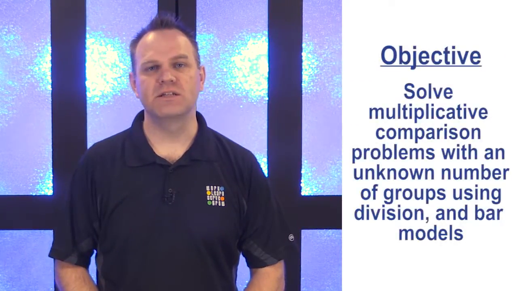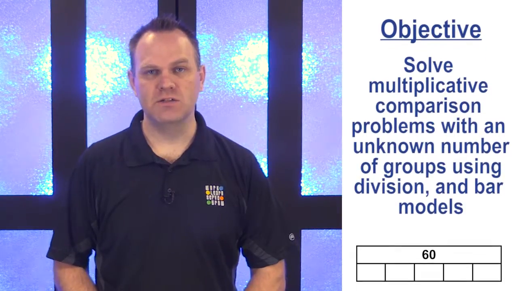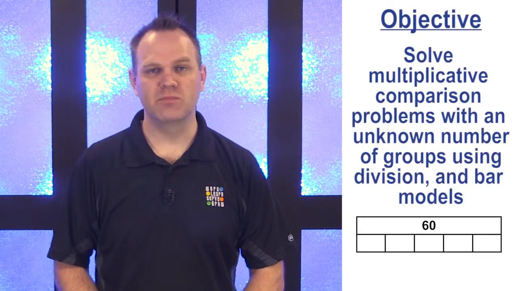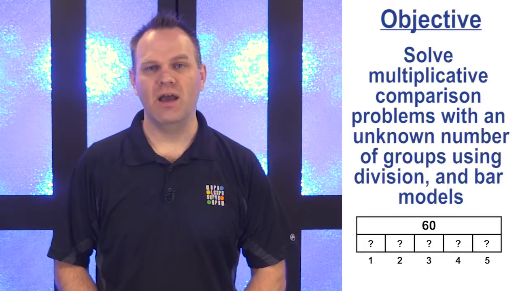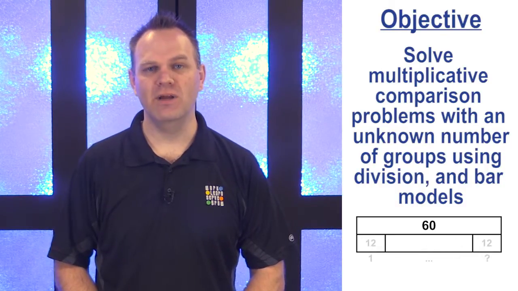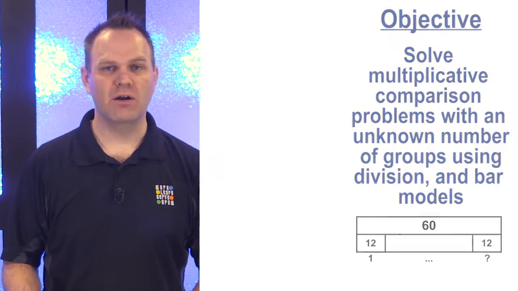The objective of this lesson is to solve multiplicative comparison problems with an unknown number of groups using division and bar models. In a previous lesson, students were asked to solve multiplicative comparison problems knowing how many groups there were, with the unknown being how many were in each group. In this lesson, they are to solve multiplicative comparison problems knowing how many are in each group, with the unknown being how many groups there are.